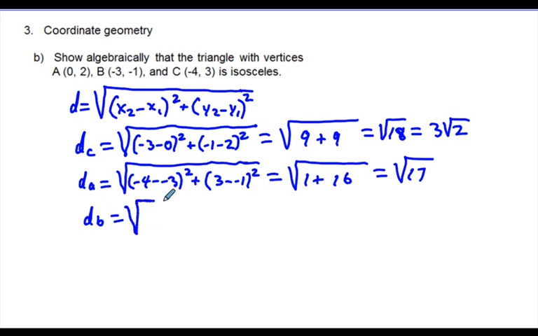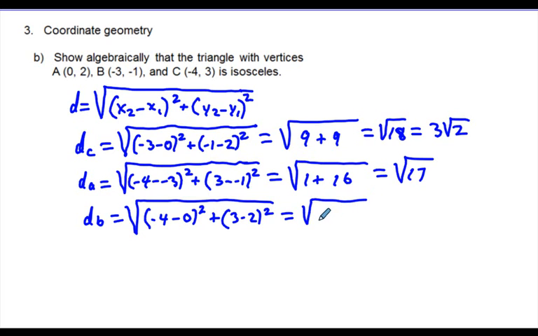Now one more side we need to get is D of B, and D of B is going to be involved with the points from A to C. So we're going to take this C, which is -4, minus 0 squared plus, and we're going to take 3 minus 2 squared, which is going to be equal to, this -4 squared is going to be 16, so we're going to get 16 plus 1, which also is the square root of 17.